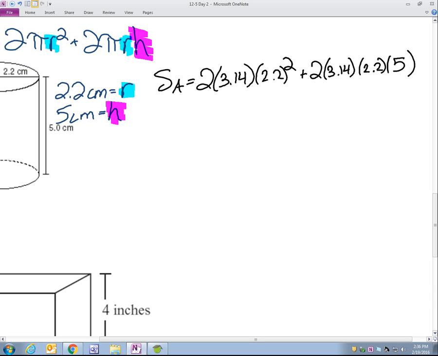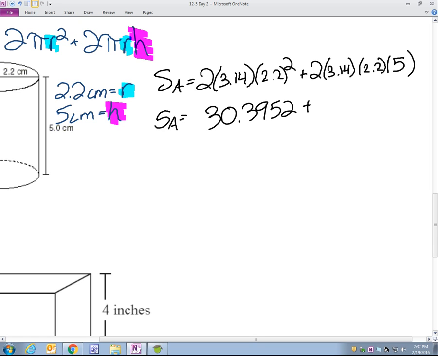Yes, didn't run out of room. So I would have that rewritten. And whenever I write that SA, it should be a smaller a. And when I do this in my calculator, I'm going to come up with 30.3952.